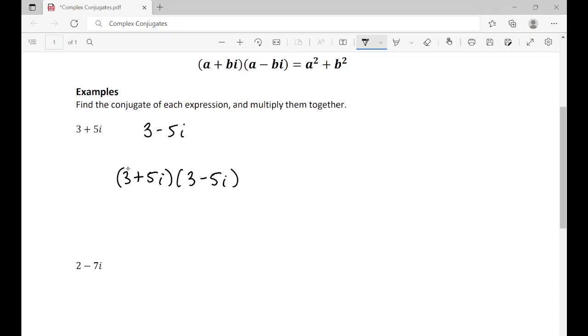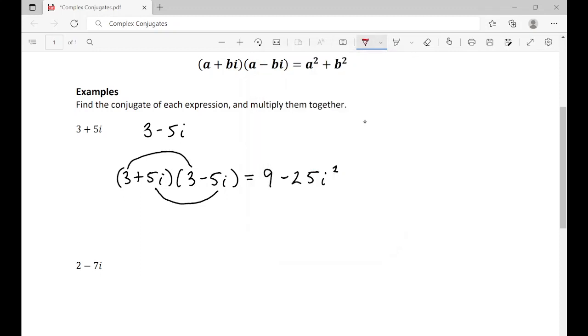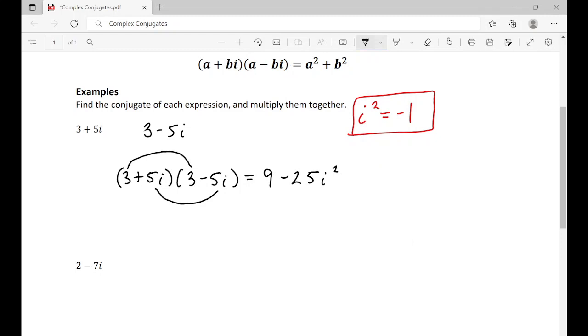So remember, all we got to do is multiply the first two numbers together, which is going to give us 9. Then multiply the last two terms together, which is going to give us negative 25i squared. And if you've forgotten or just need a reminder, remember that i squared equals negative 1. This is a fact that will be used often in complex numbers. So I got i squared, which means I can just change that to negative 1.